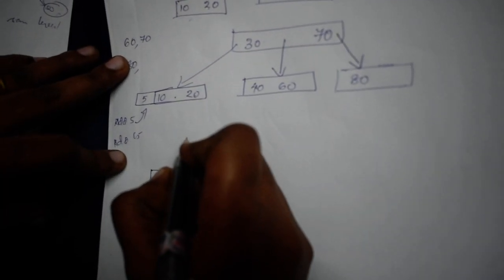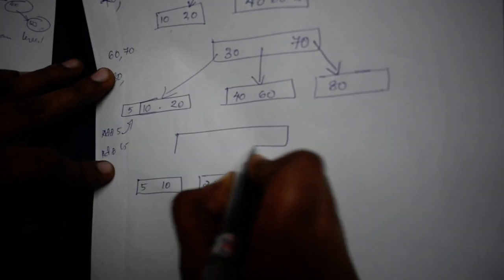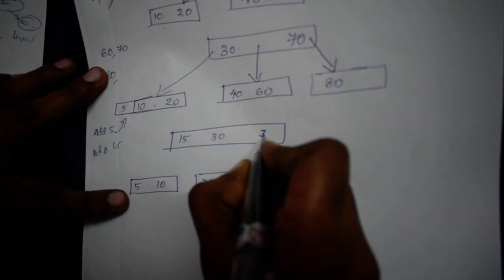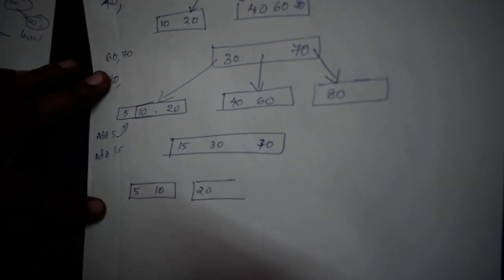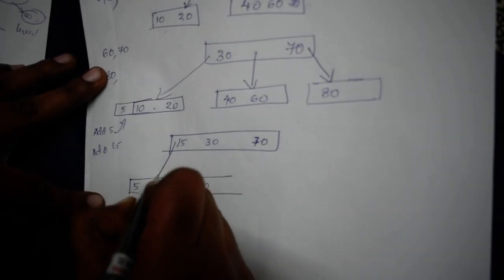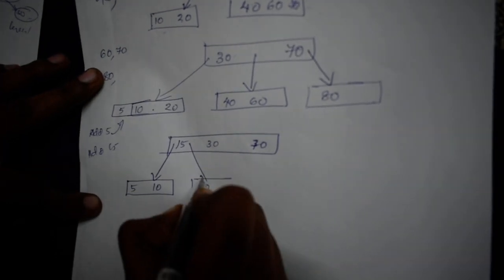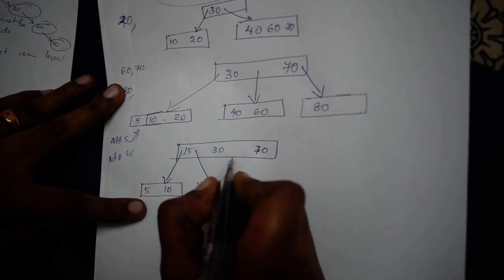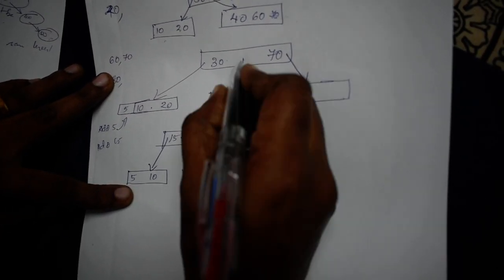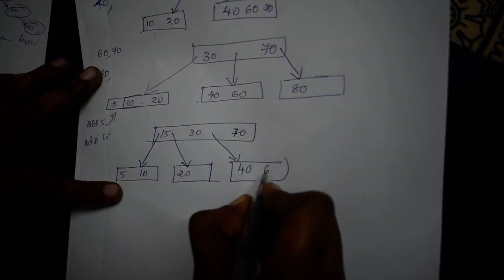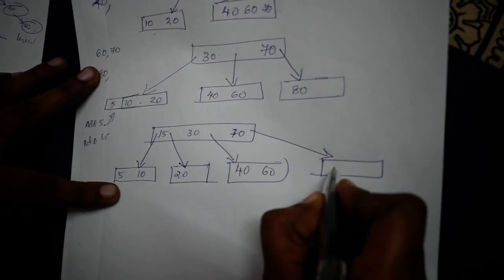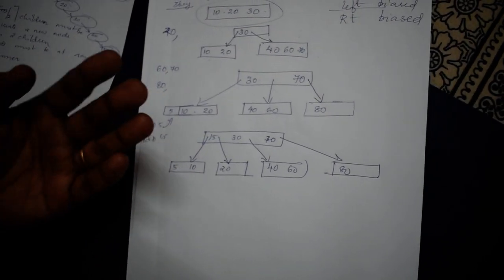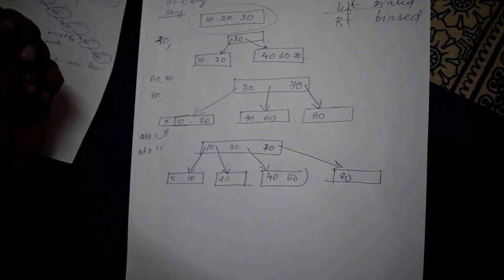So that's why it becomes this. Look at this one: 15, 30, 70. 15 is less than this one so it comes here, greater than this one so it comes here, that is, 20 is here. And next, 40 and 60, similar to the previous one, will come here, and 80 will be like this. Like this I can create. Suppose I want to add one more, so another root will be created. It will be added like this.